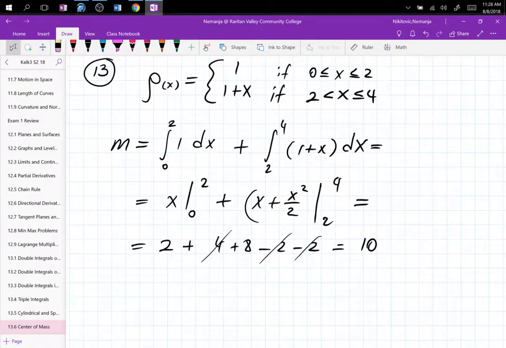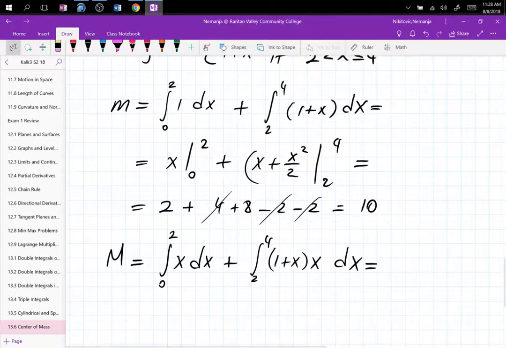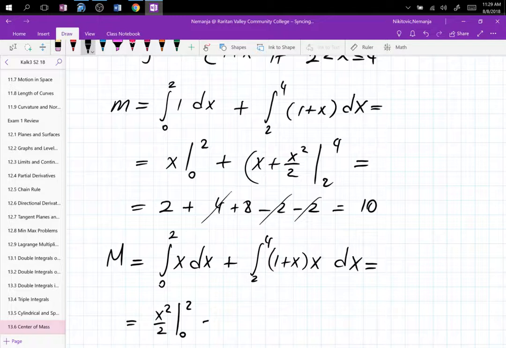Now I need to calculate the moment. And again, two integrals. We have the moment from 0 to 2 of x times rho, so x dx, plus from 2 to 4 of (1 plus x) times x dx. And now we compute this. So we have x squared over 2 calculated from 0 to 2, plus x squared over 2 plus x cubed over 3 calculated from 2 to 4.